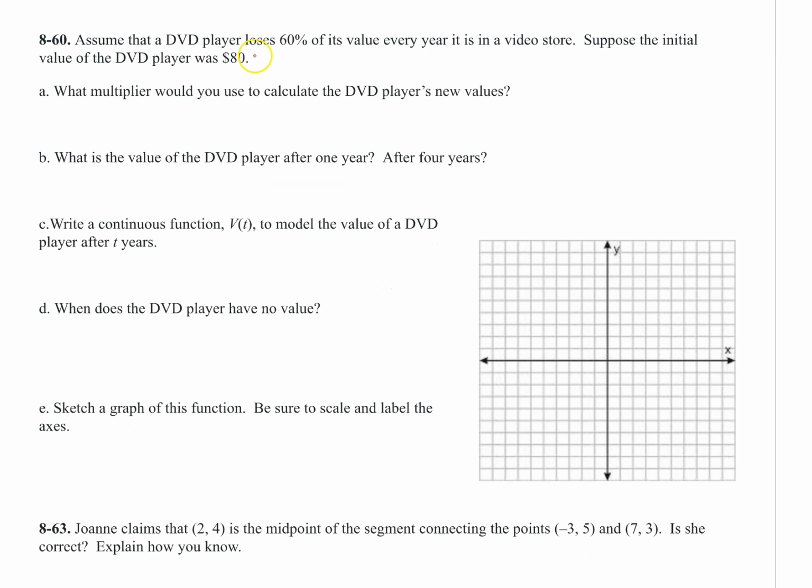8-60. Assume that a DVD player loses 60% of its value. So that's a decrease. Suppose the additional value of the DVD player was 80 bucks. Alright, what's our multiplier? Well, for a multiplier as a percent, we need to start at 100%, and since we're decreasing, we subtract 60%, because that's how much is decreasing, so 40%. Moving the decimal over to the left 2 times, that's 0.40, or just 0.4 is fine.